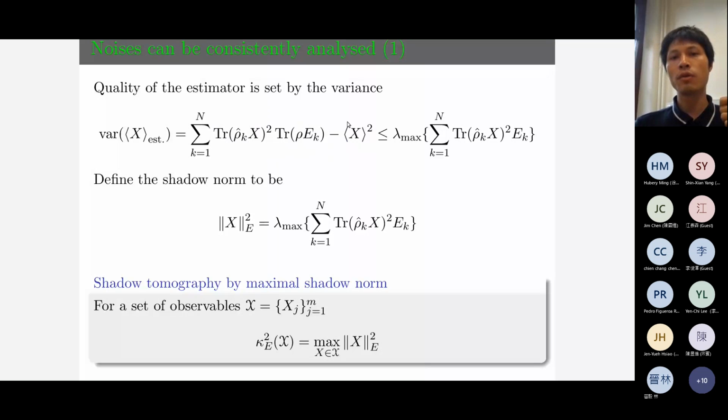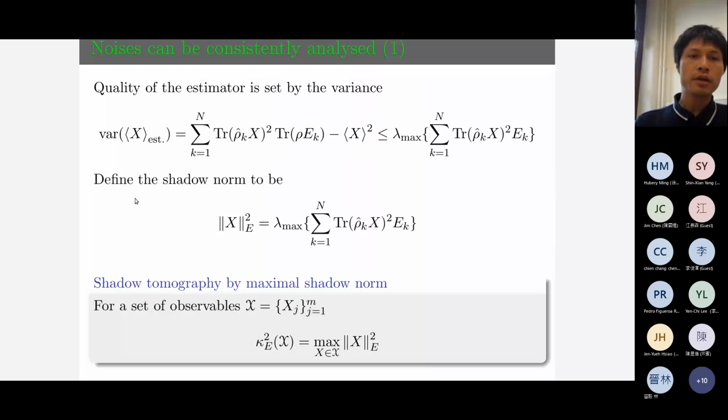Actually, the first step is to remove this term. Of course, if you remove the square terms, this still increases. So this is properly upper bounded by this one. And then you maximize over rho. Now it's easy because it's linear in rho. So this is simply the maximum eigenvalue of this operator, which is clearly positive.